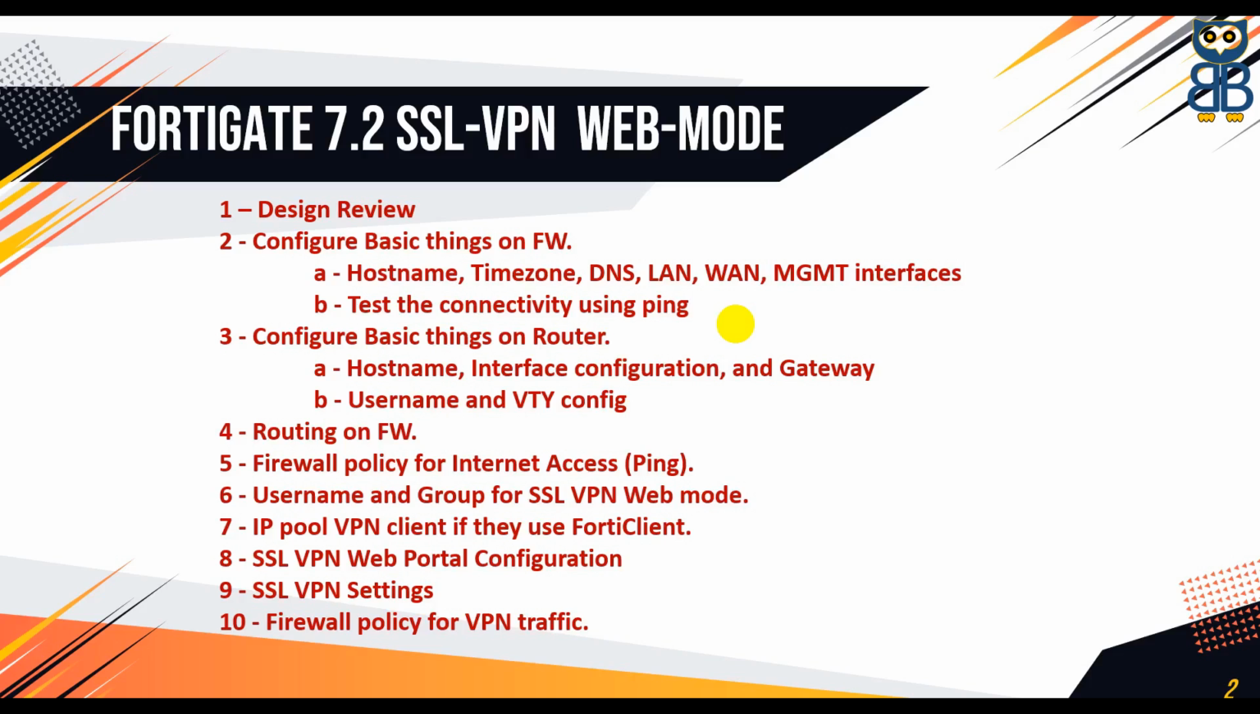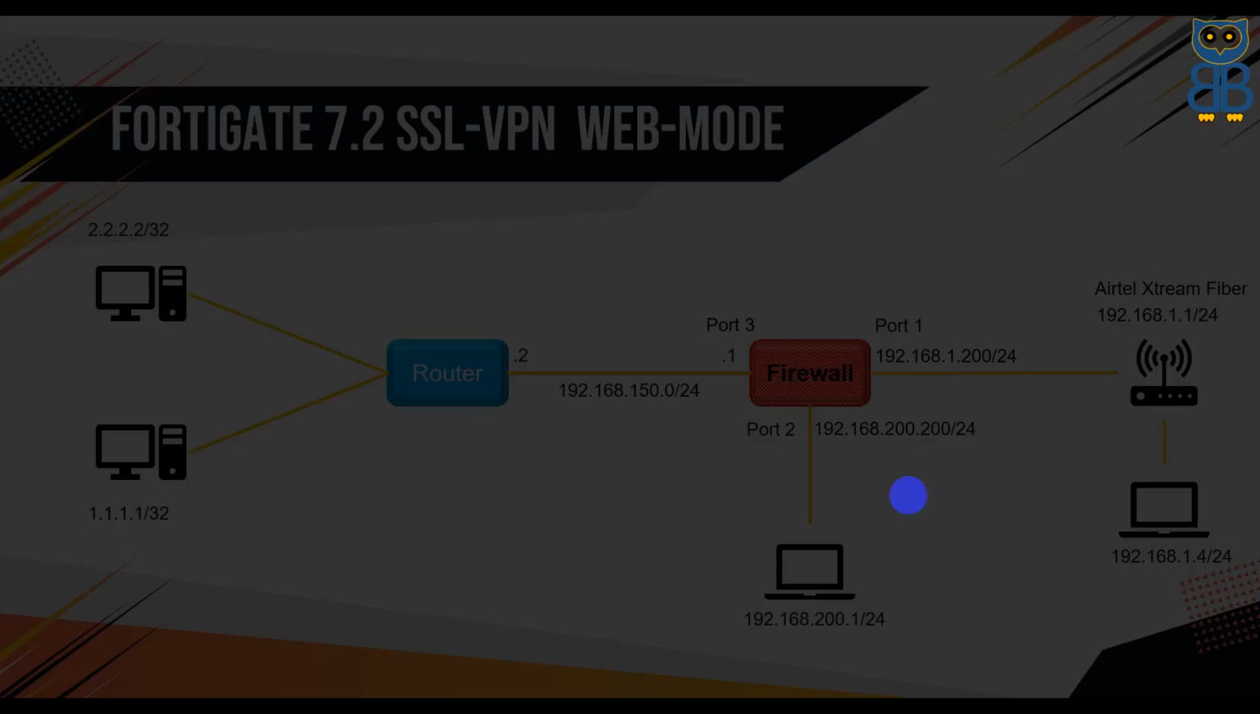At the end, in point 10, we will again create a firewall policy for the VPN users, so that once the user connects to the VPN portal, they should have access to the Telnet server or SSH server. So let's review the design first.